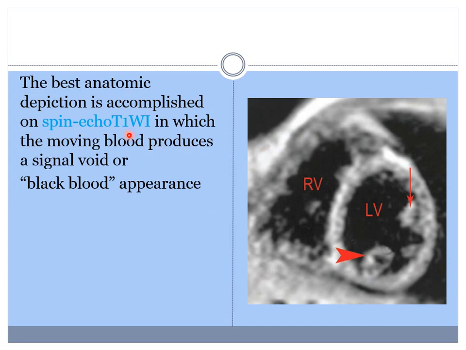The best anatomic depiction is accomplished by spin echo T1 weighted images, in which the moving blood products produce a signal void or black blood appearance. In this short axis view, the right ventricle appears triangular in shape, while the left ventricle is round, and this is the interventricular septum. In spin echo, the blood appears black.